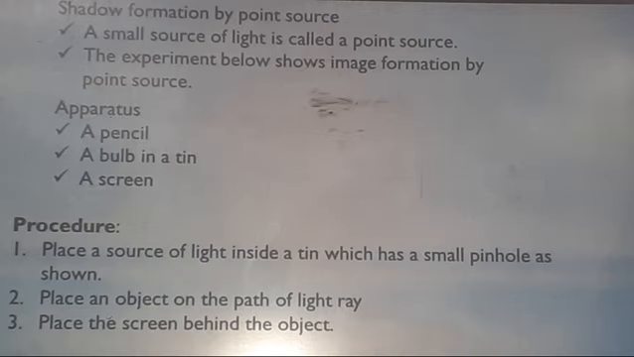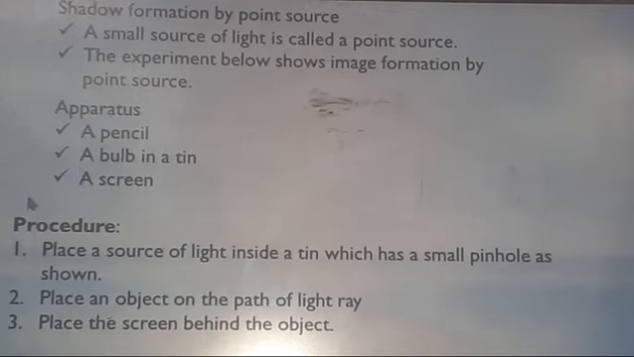Number 2, an experimental demonstration can be carried out to show the shadow formation by a point source. The apparatus required for this demonstration: we have a pencil. Number 2, we need a bulb in a tin. Number 3, we need a screen where this shadow is going to be formed.